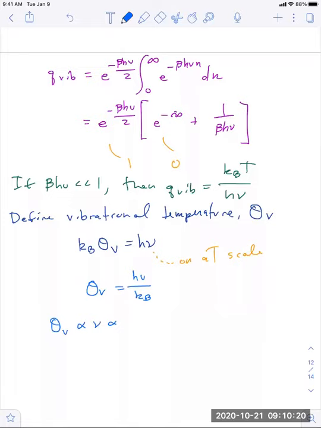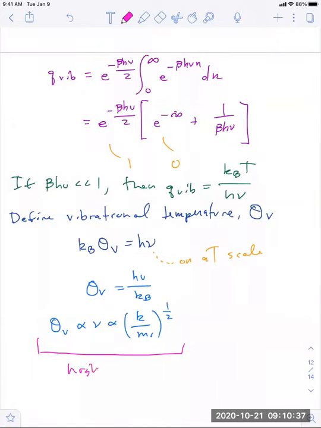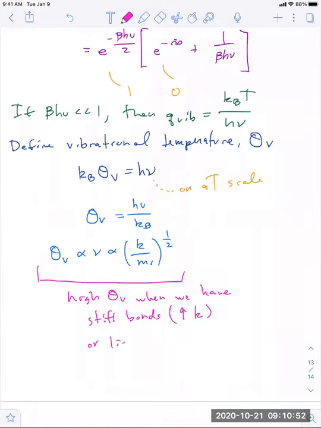And then if we recall our expression for the vibrational frequencies, this is proportional to the spring constant k divided by the reduced mass m, raised to the 1/2 power. So this tells us that we'll have high vibrational temperature when we have stiff bonds, so large k, or very light atoms, so that would be decreasing mass. The frequencies of our vibrations are related to these two quantities.